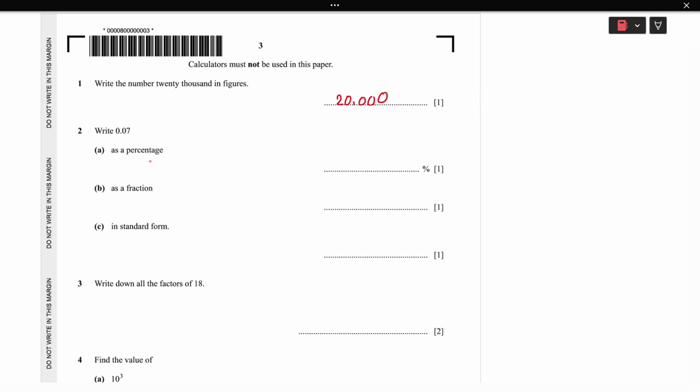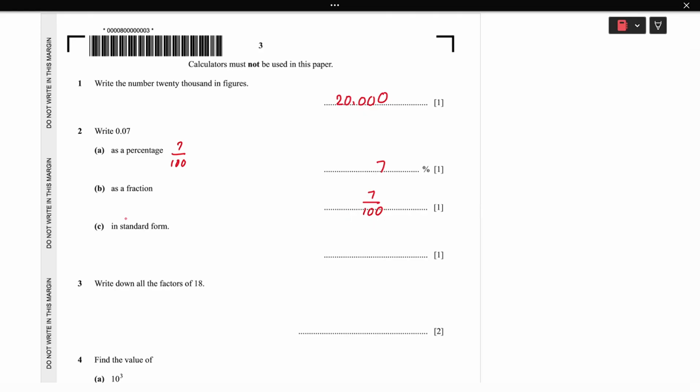Next, write 0.07 as a percentage. So we know for a percentage, any number divided by 100 is going to be a percentage. So this one we can write as 7 by 100 because of two decimal places. So we write 7%. As a fraction, same, 7 by 100.